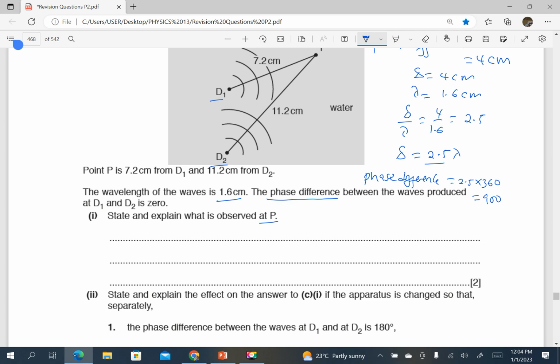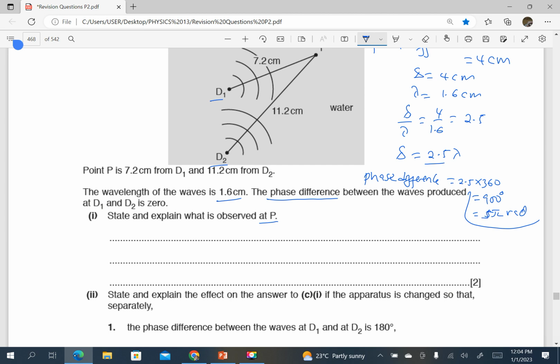2.5 times 360, that is 900 degrees. Or because lambda is 2 pi in radians, so 2 pi times 2.5, that is 5 pi radians. That is the phase. Phase is in terms of angle. Phase difference is 900 degrees or 5 pi radians. That is destructive interference anyway.